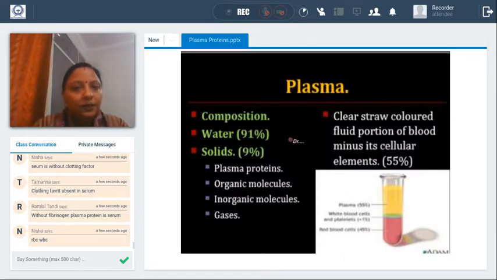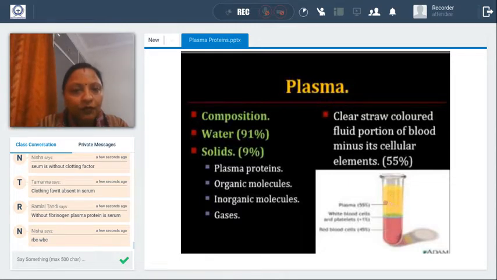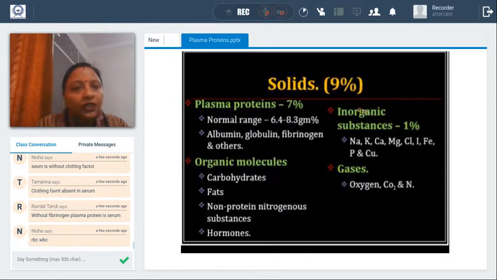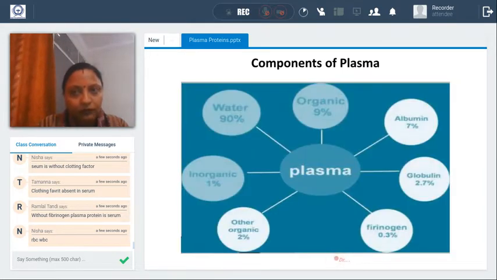So this is the composition of plasma: water, solids, this clear straw colored fluid portion of blood minus its cellular element. This is plasma, around 55%. Solids around 9%. In this solid, around 7% plasma proteins, inorganic substances 1%, and other organic molecules like carbohydrates, fats, non-protein nitrogen substances, and hormones. So these are the components of plasma.